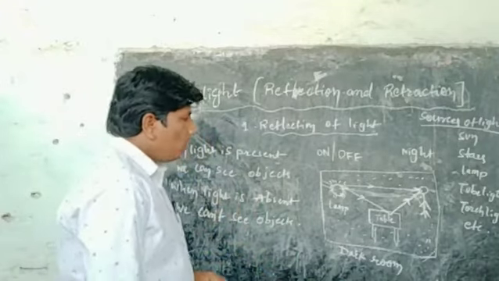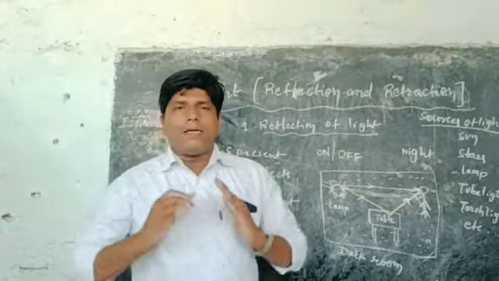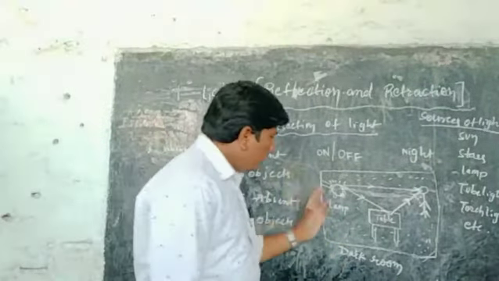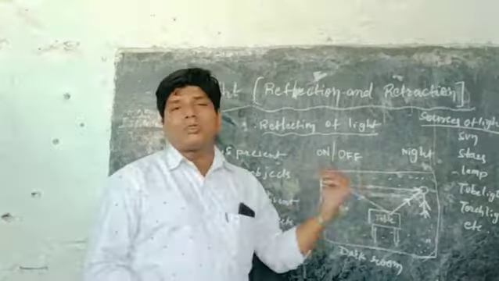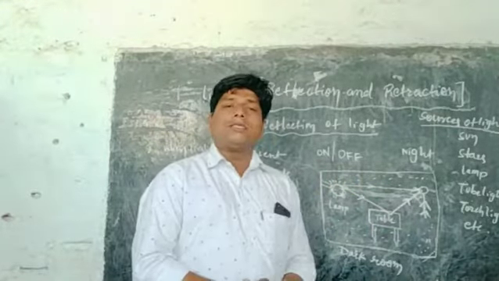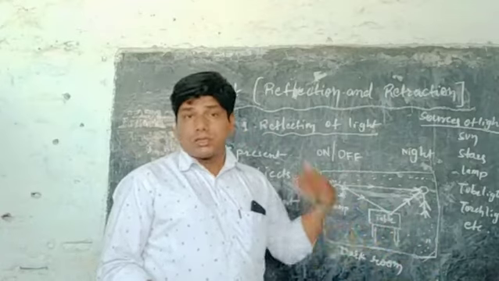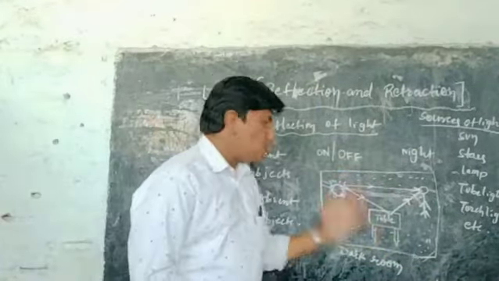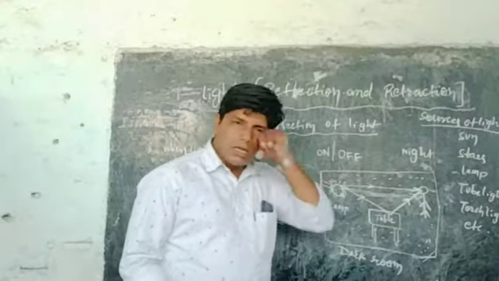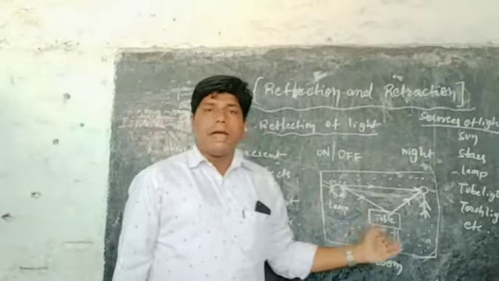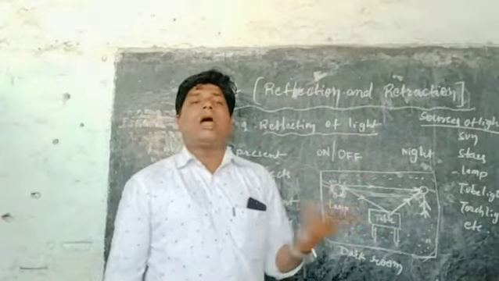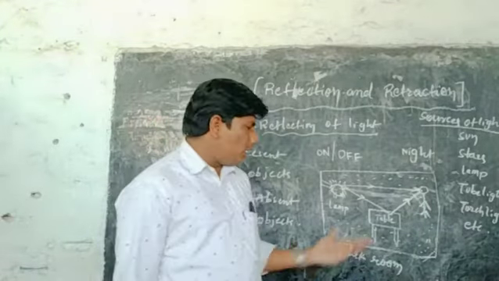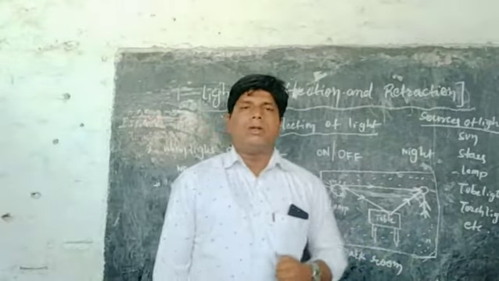Here in this example, I tried to explain luminous and non-luminous objects. A luminous object is one that emits its own light. A non-luminous object is one that reflects the light received from the source of light. Or otherwise, we can simply define a non-luminous object as an object which cannot emit its own light, which cannot give its own light. Such objects are called non-luminous objects.